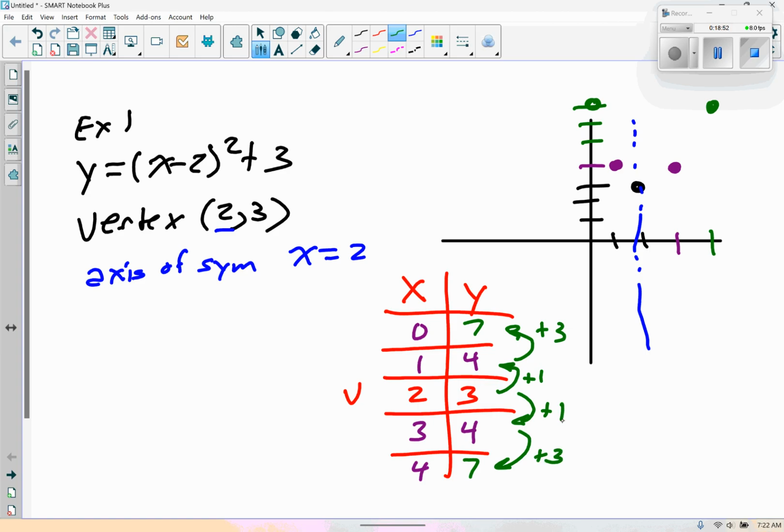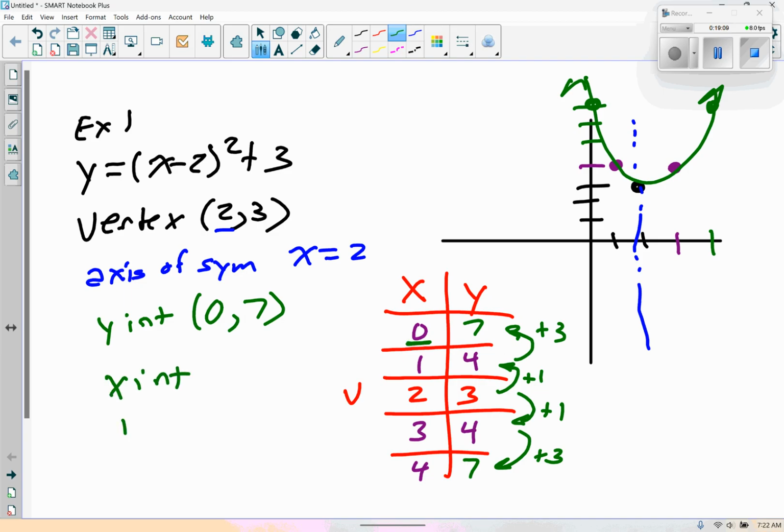Okay, and there's our parabola. We happen to know the y-intercept. The y-intercept is at 0, 7. Remember, anytime that value is at... X-intercepts do not exist on this problem because it's not going to cross the x-axis.